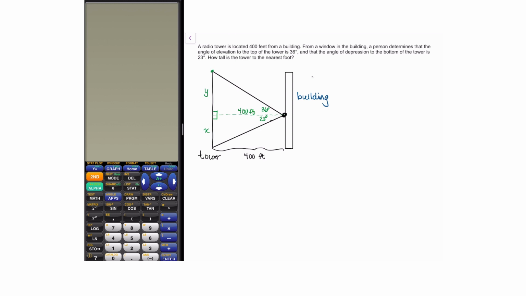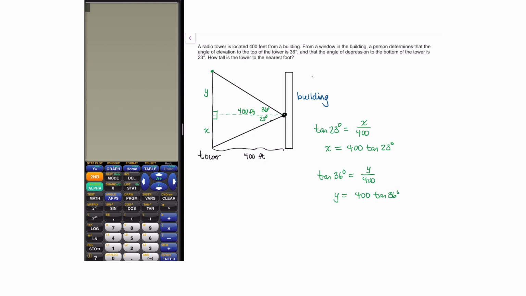For the lower triangle, we have tangent of 23 degrees is equal to the opposite side of 23 degrees, which is x, divided by 400, which means x is equal to 400 tangent 23 degrees. And then I'm going to find y as well. We know that tangent of 36 degrees is equal to its opposite side divided by 400, which means y is equal to 400 tangent 36 degrees.